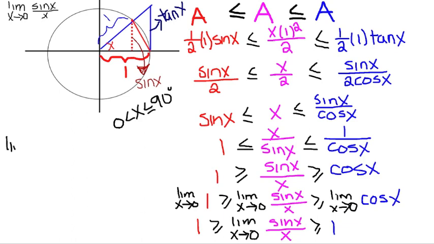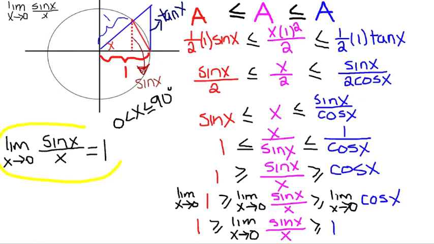So in summary, the limit as x approaches 0 of sine of x over x is equal to 1. In fact, the limit as x approaches 0 of sine of a of x over a of x would also be equal to 1, as long as what the angle is and what the denominator is are the same, the limit will be 1.